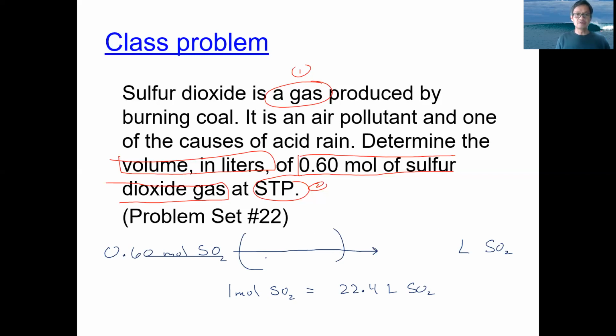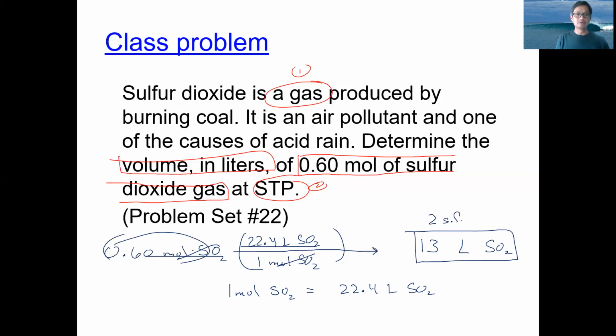We want to cancel out this unit, so we want to make sure that 1 mole of sulfur dioxide is on the bottom, and the volume is going to be on top, 22.4 liters sulfur dioxide. That unit cancels out right here. We plug in our numbers and we end up with our answer as 13 liters of sulfur dioxide. Again, two significant figures here because we have two significant figures here.